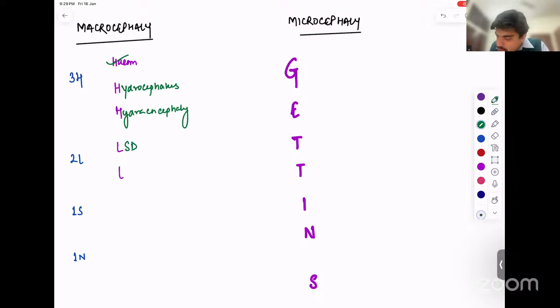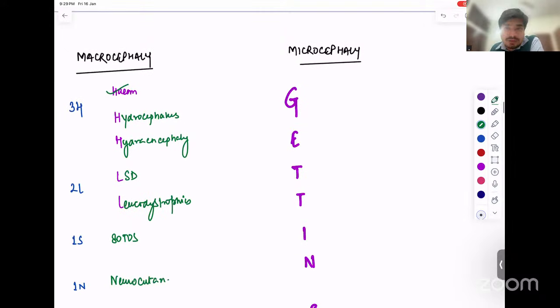Then lysosomal storage disorders and leukodystrophies have macrocephaly. Sotos has macrocephaly, and neurocutaneous syndromes in general have macrocephaly. So these are causes of macrocephaly. Coming to microcephaly, what are the causes of microcephaly?